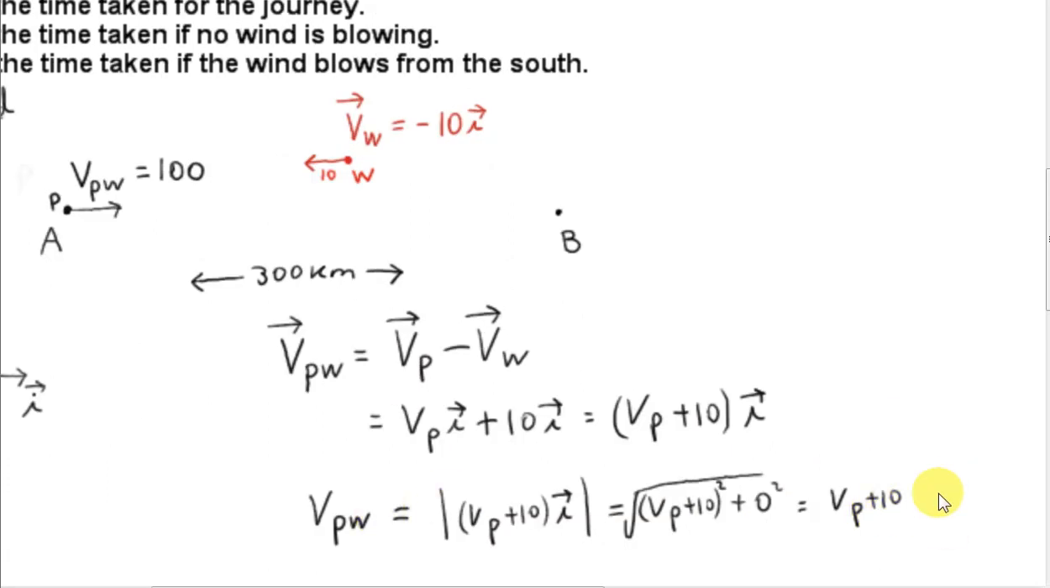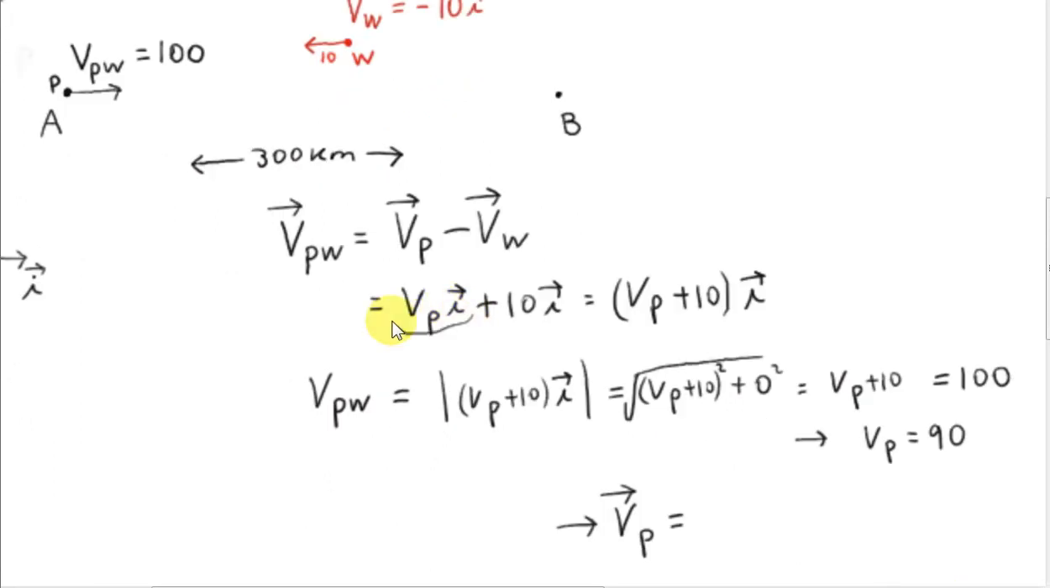So VPW we are given is 100, the speed the plane can do in still air. So the speed of the plane relative to the wind is 100, which means that the speed of the plane relative to the ground is 100 minus 10, which is 90. Now, since vector VP is VP times i, since the plane is moving to the right, we get 90i.